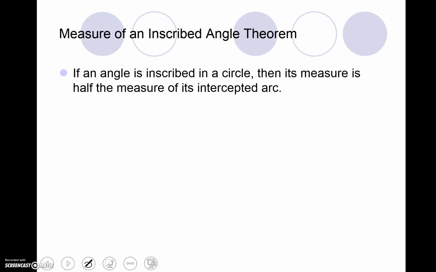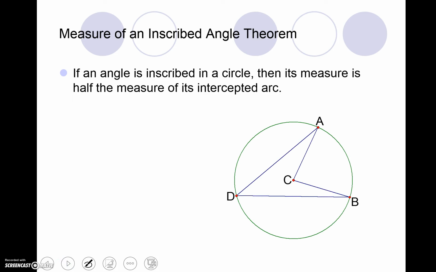Moving on, we can find the measure of inscribed angles, and it's related directly to the arc that it's intercepting. And specifically, if the angle is inscribed in a circle, then its measure is going to be half of the intercepted arc, not equal like the central angle was.